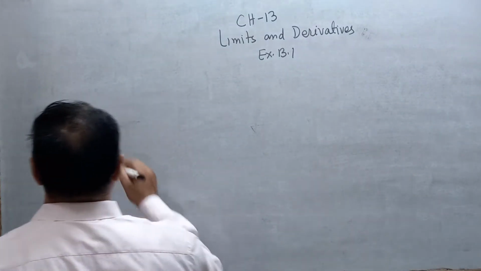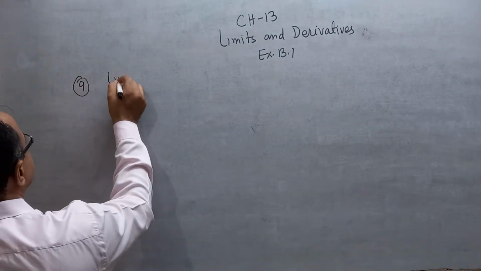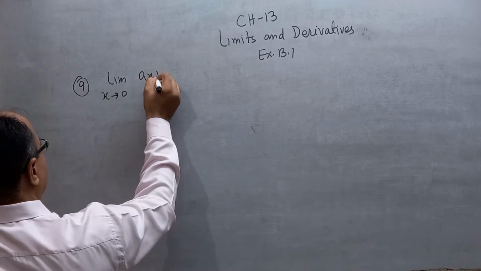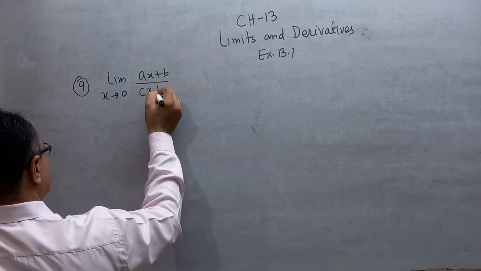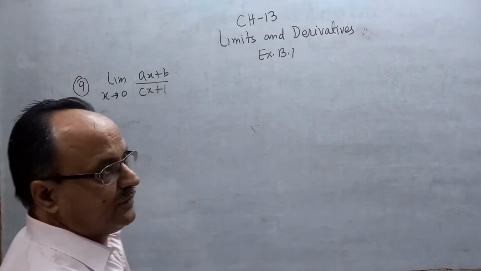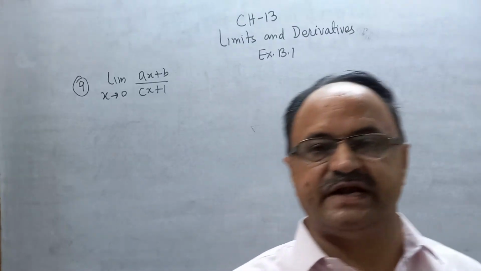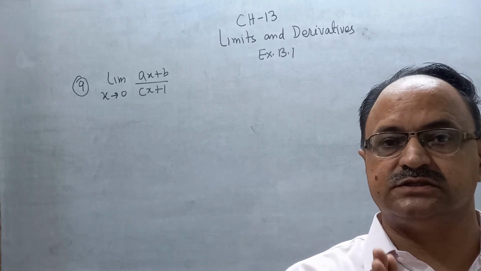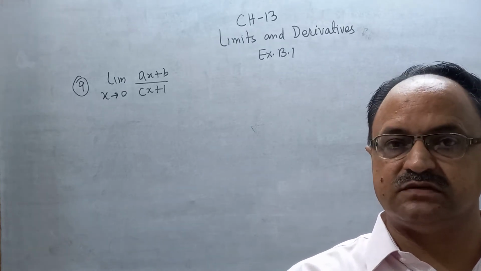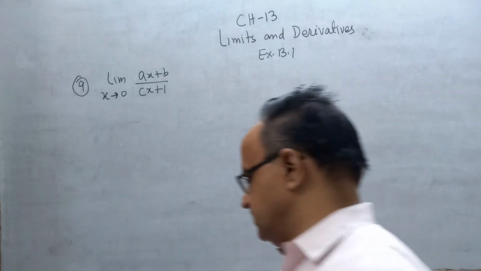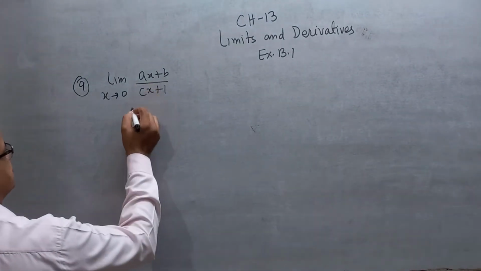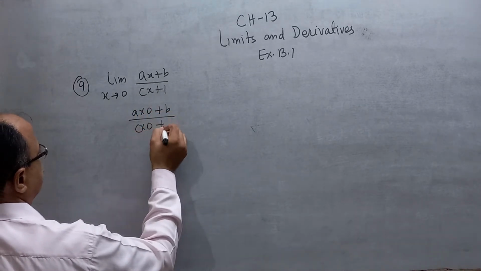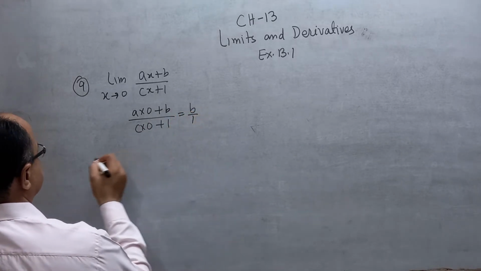Now we solve question number 9. Limit x approaches 0, (ax + b) upon (cx + 1). Firstly, we apply the direct limit. If we apply the limit, the 0 by 0 form will not come. Now I apply the direct limit: (a into 0 plus b) upon (c into 0 plus 1), that is b by 1. Answer.